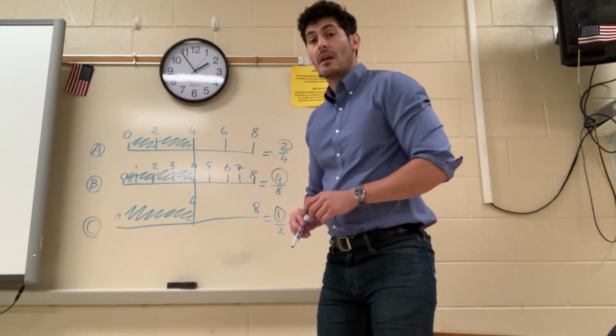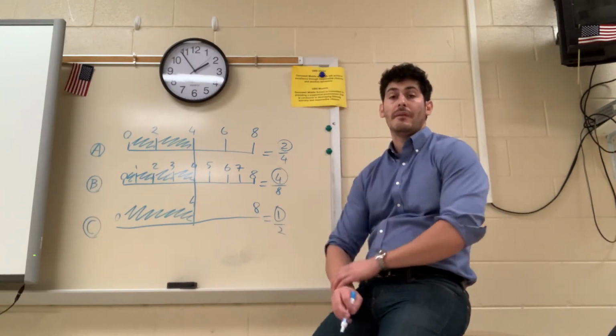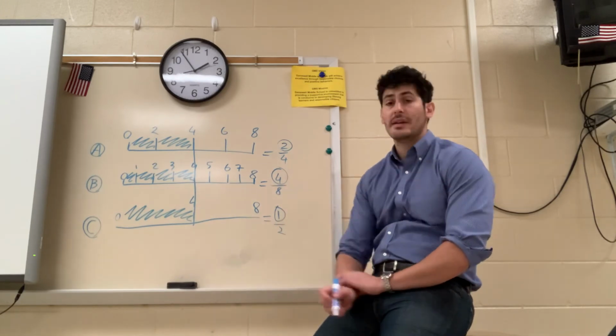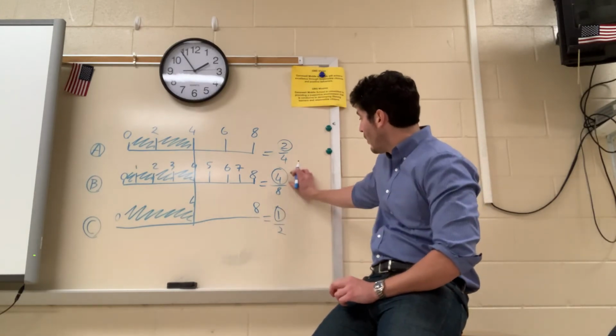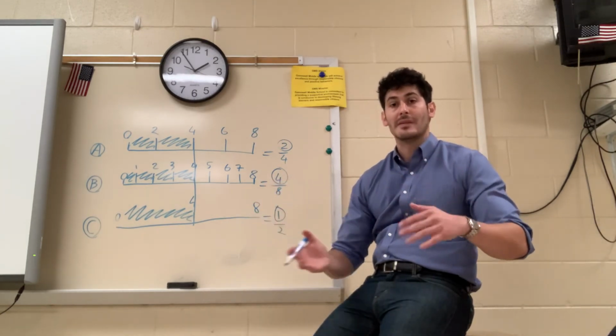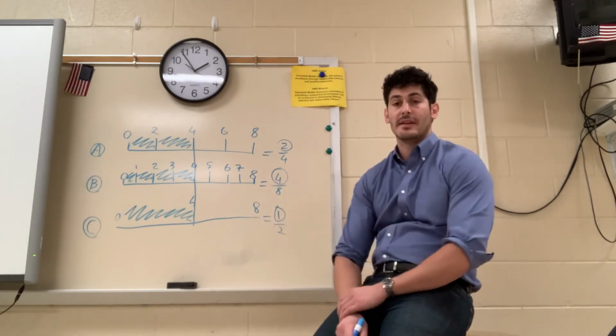So why? Because of the principle of equivalent fractions. Yes, the numbers are different. They ran a different number of portions, right? But the size of those portions determines the actual length, the actual distance they ran.